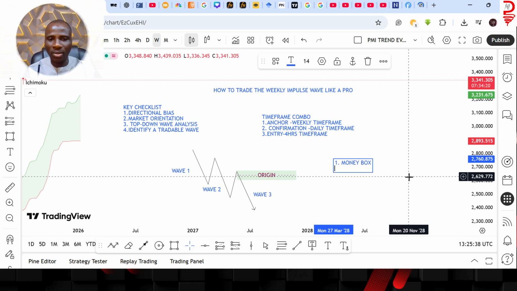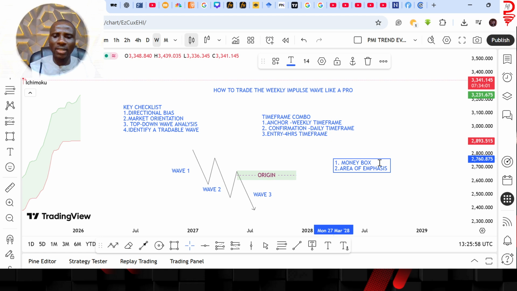I'm going to show you in the context of the weekly wave, but I just want you to have an idea of quite a number of things that you need to put your attention on. The second one is what we call area of emphasis. So this money box is the same thing as area of interest, while area of emphasis is within the area of interest. Then the third thing you will take cognizance of is what we call the entry box. This is very important. I'm going to be showing you this as we go to the chart.